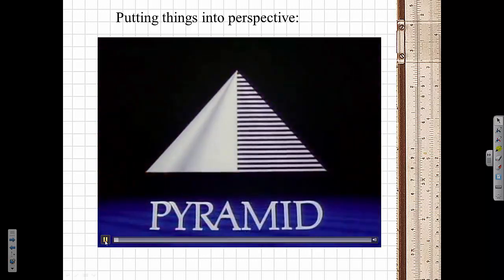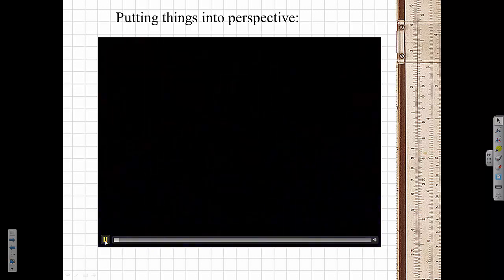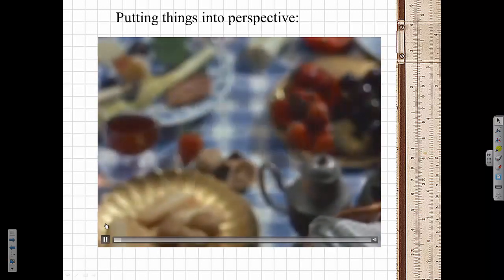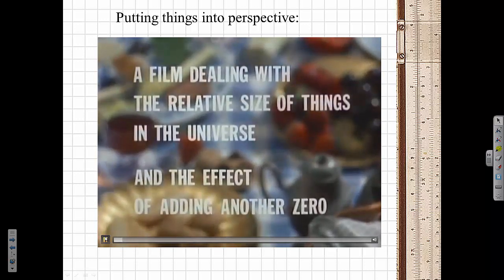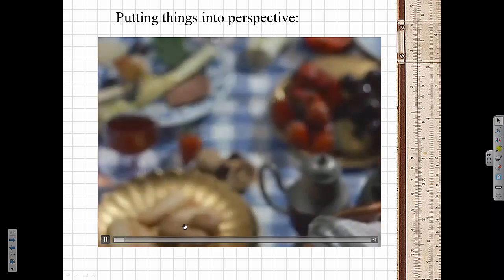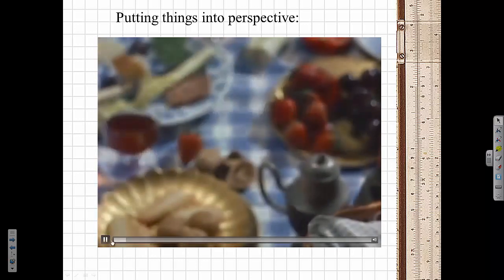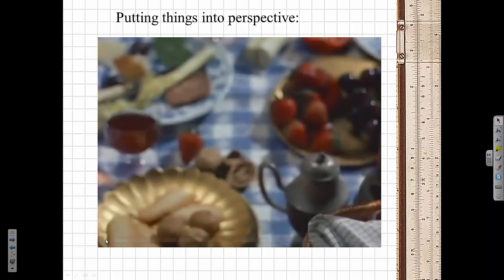This video is somewhat dated. This was produced, I believe, in like 1978 or something like that. And it talks about really the effect of adding another 0 and going up by powers of 10. So I'm not going to play the whole thing, but you're welcome to play that. And I think I'll put a link on Blackboard to this as well, so if you want to see it again, you may.